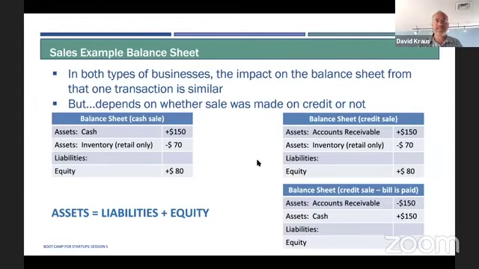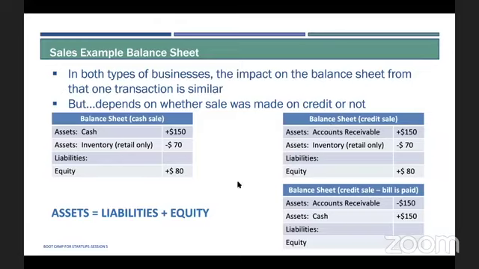The thing to remember is assets equals liabilities plus equity. And every one of these transactions has a debit and a credit, or a left-hand side and a right-hand side, for both of us, for people that like to think in those terms.